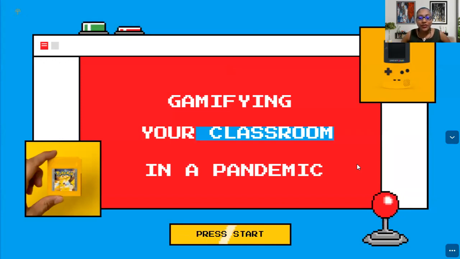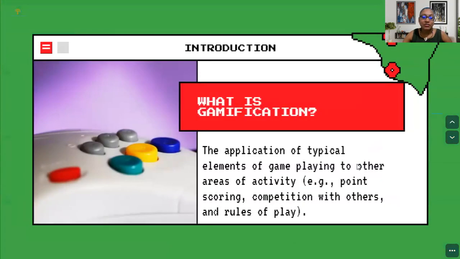So let's start, first of all, with reminding ourselves about what gamification actually means. And this is a definition provided by Dan Vigilito. So gamification is the application of typical elements of game playing to other areas of activity. For example, things that we normally do: point scoring, competition with others, and generally having rules of play.